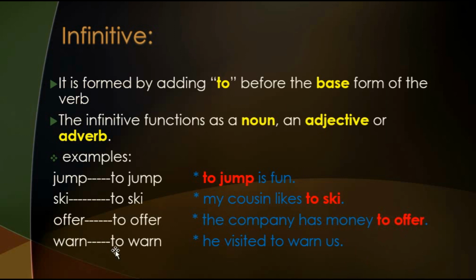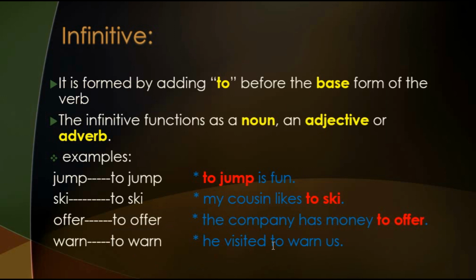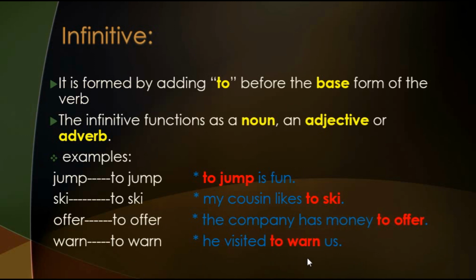The last one is warn, right? Warn, to warn is my infinitive form, okay? So: he visited to warn us. So probably we have a context here, and somebody came to warn somebody else, right? So to warn, visited to warn. Because it comes right after the verb, it describes the verb. So it is an adverb in this case, functioning as an adverb describing the verb visit. So that's how you use the infinitives.